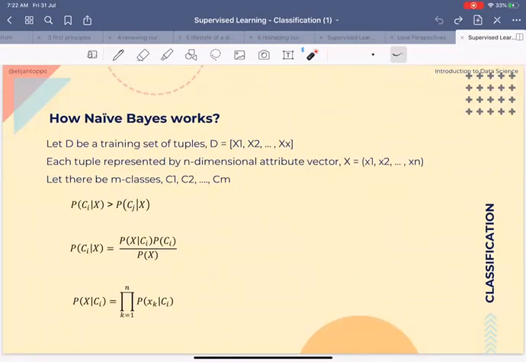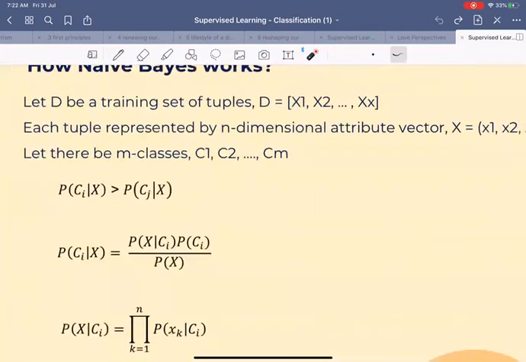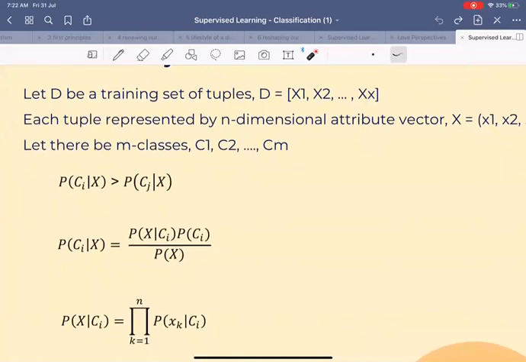We are now asking the question: how can we use Bayesian theorem for classification? Or, how does naive Bayes work? Let's revise how our data would look. Let D be the training set of tuples. This is the training data that we have.